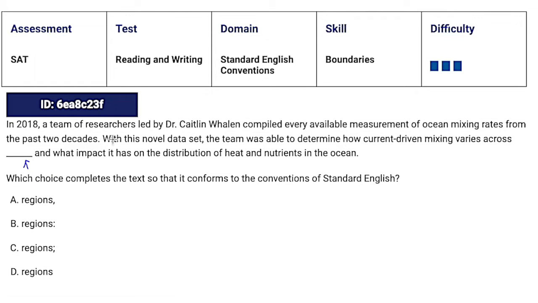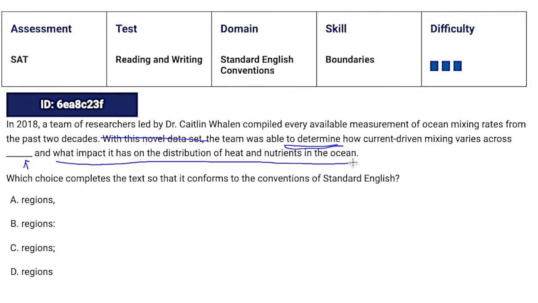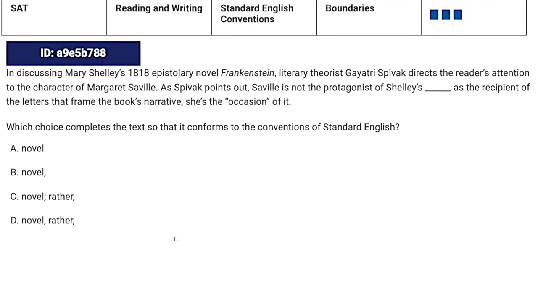So if I start, I could also ignore this. The team was able to determine how current-driven mixing varies across regions and what. Okay, so able to determine, this is a verb that connects to the first part, and it also connects to this part. So we have 2 verb phrases, meaning we don't need any punctuation. Our answer is D. We'll do one more example here.